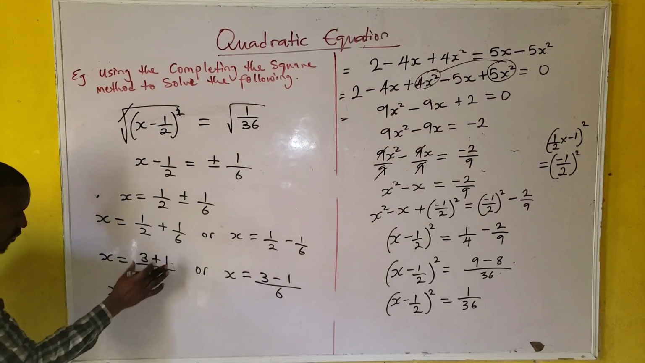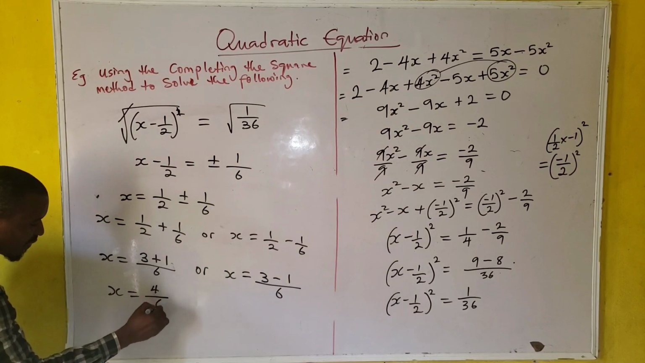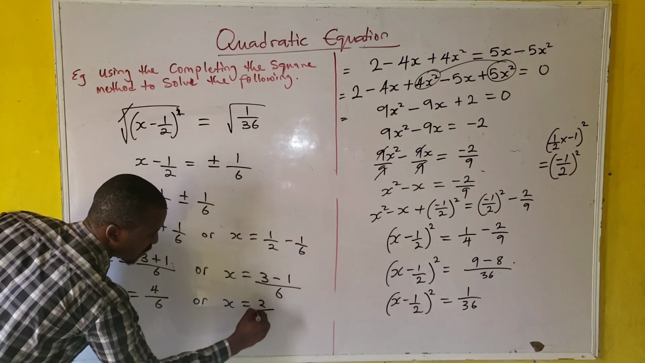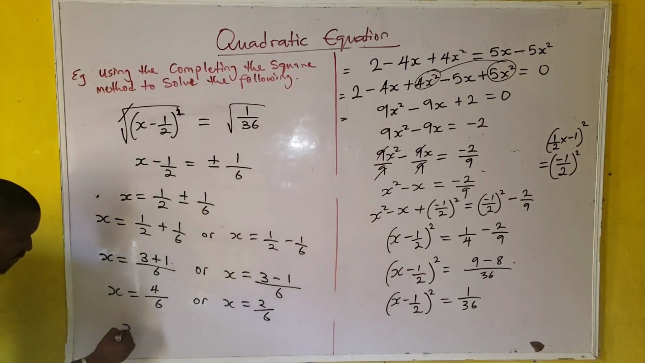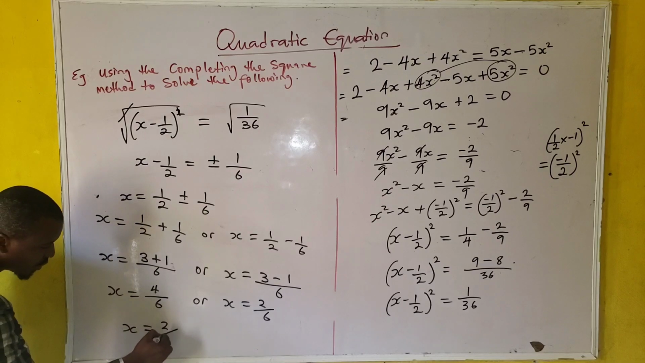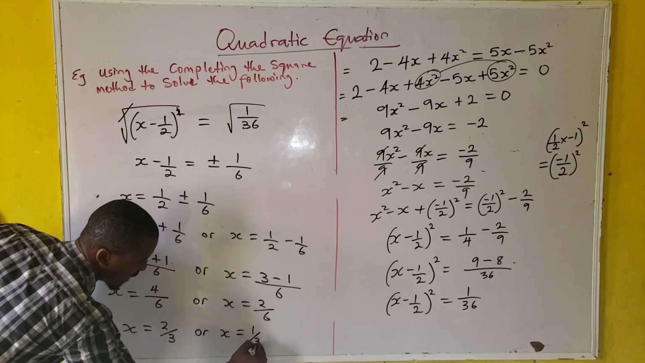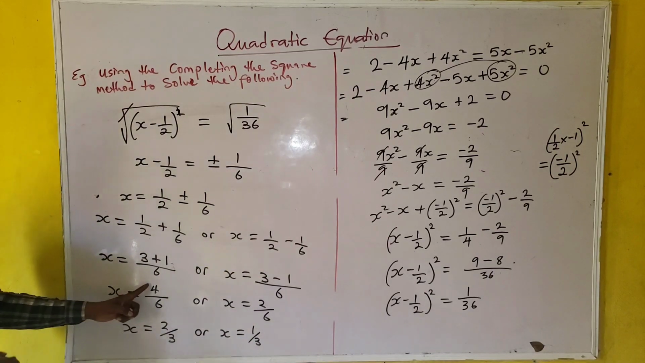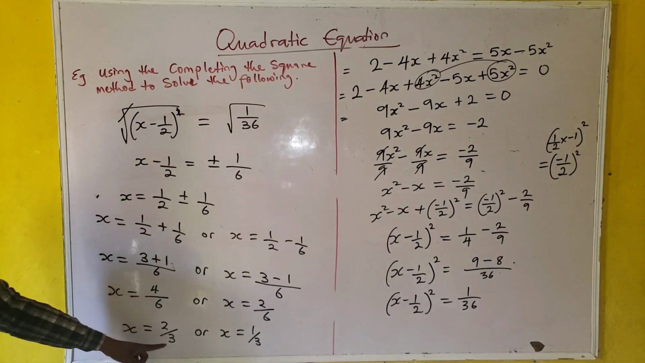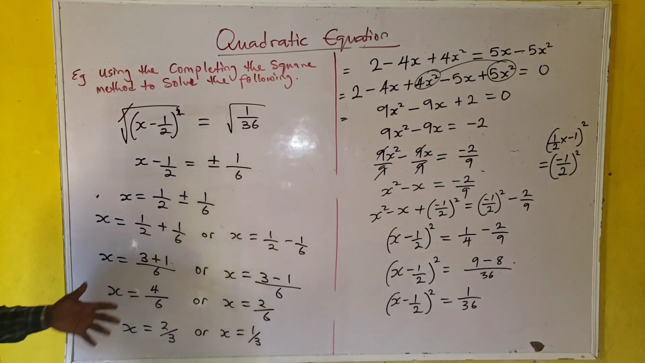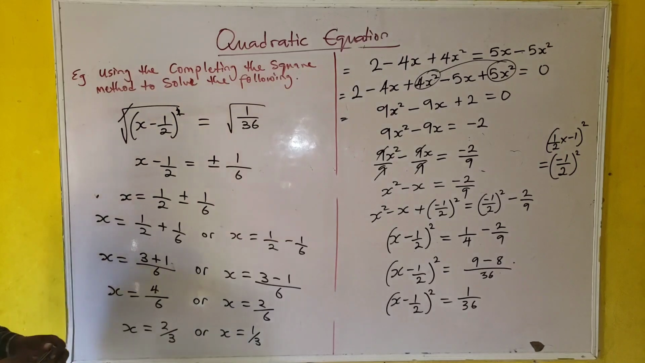So s equals to, these two here will give you 4 over 6, or s equals to, these two here is 2 over 6. So this one will give us that s equals to 2 over 3, or s equals to 1 over 3. So that's when you divide by 2 here, 2, 2 here, 3, 2 here, 1, 2 here, 3.